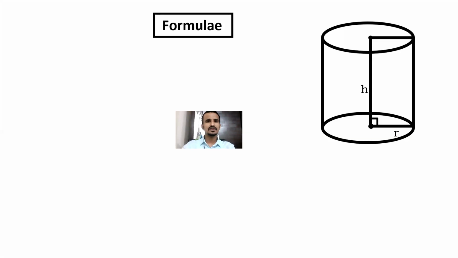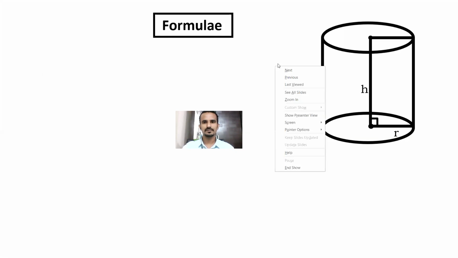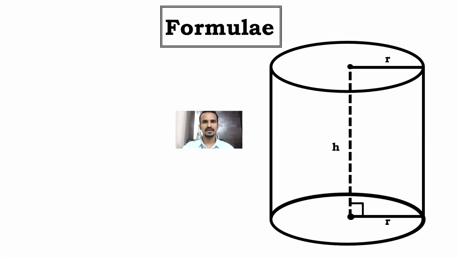Okay, so let's first revise the formula. I hope you remember the formula. There were three formulae. First was the curved surface area, or the lateral surface area as we used to call it, and then there is total surface area and volume. So we have this formula where the first formula is lateral surface area.